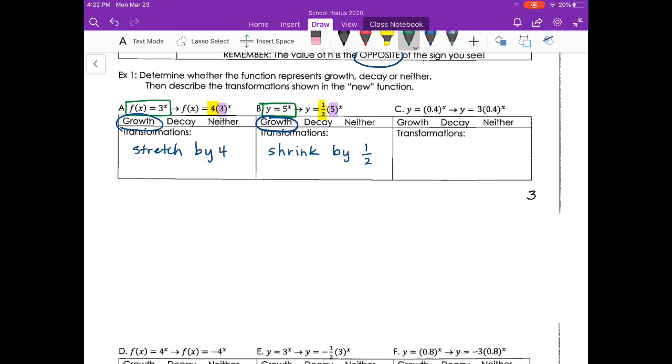The last equation, y equals 0.4 to the x power, is being transformed to y equals 3 times 0.4 to the x power, where the base is 0.4. This represents a decay function because the value is between 0 and 1. There's a leading coefficient of 3, indicating a stretch by a factor of 3.